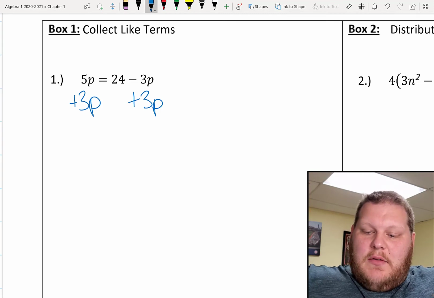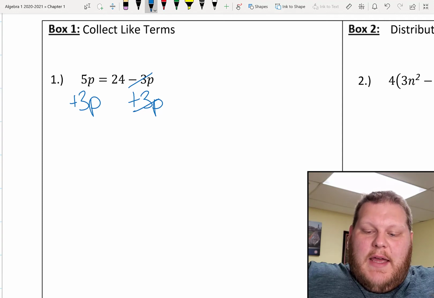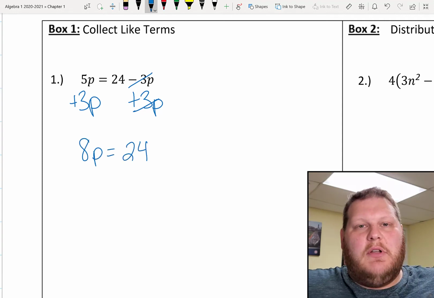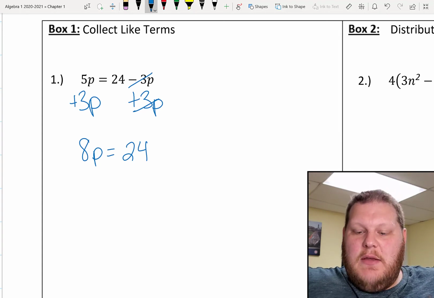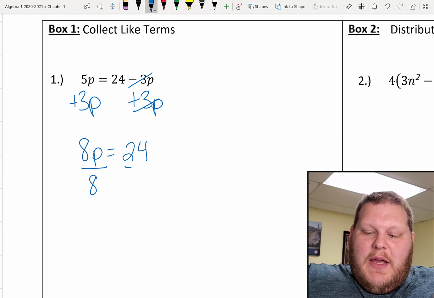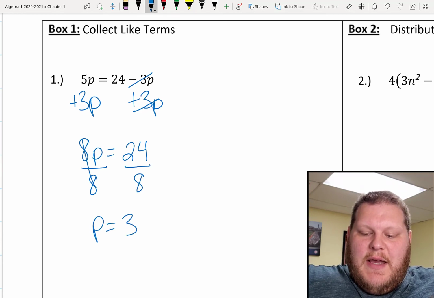Because what happens then, my negative 3p and my positive 3p cancel out. I have 8p on the left side equals 24. And now it looks like a problem that we had from 1.1. I have 8 times p. The inverse of multiplying by 8 would be dividing by 8, so I get p equals positive 3.